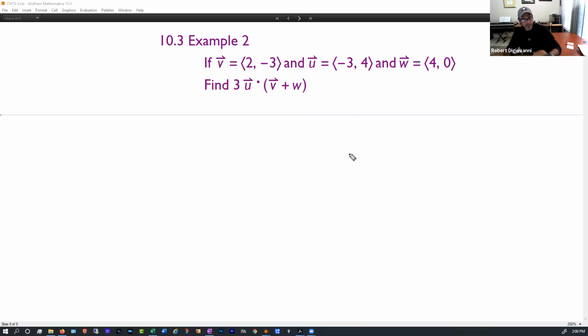Okay, let's work through it. All right, so you can do this different ways. I'm going to do this first. I'm going to go 3 times u. So I'm going to take 3 times the vector u. There's the vector u.